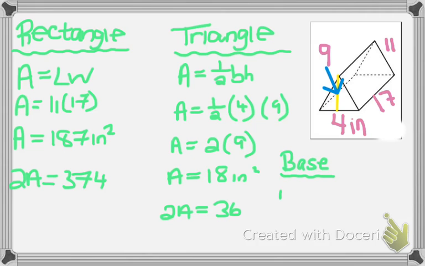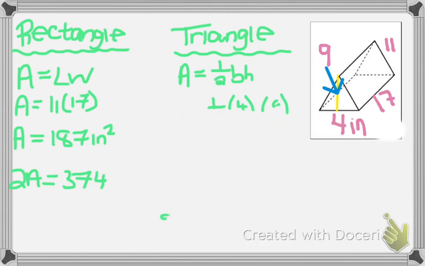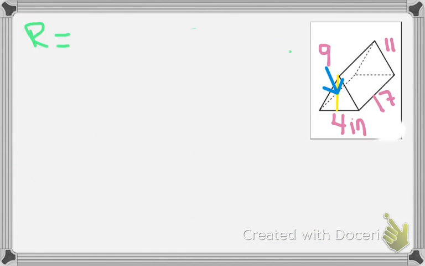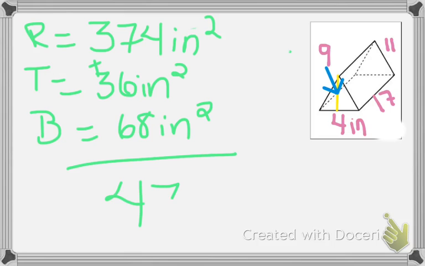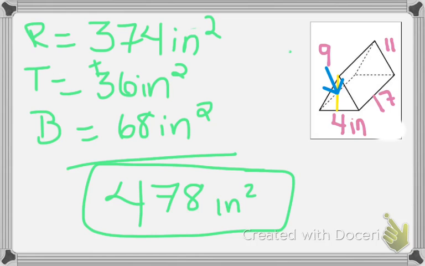Now for the base. Area equals length times width. Area is equal to 4 times 17. Area equals 68 inches squared. Now we have to erase all of this and put it together. The rectangles were equal to 374 inches squared, the triangles were 36 inches squared, and the base 68 inches squared. Add them together and we get 478 inches squared.